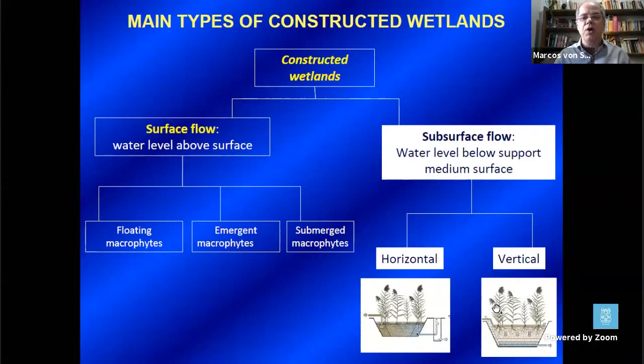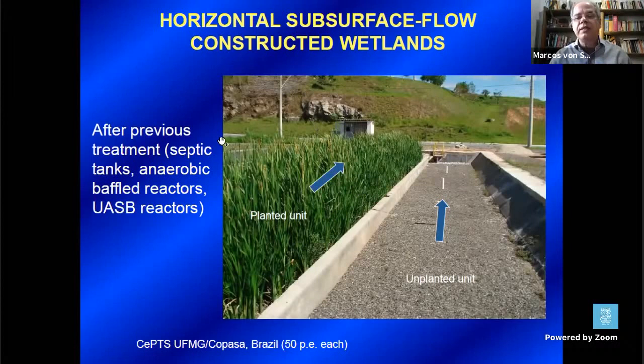Okay, this is an example of horizontal flow wetlands. This is a picture from our experimental site. So it's treating from our university and our sanitation company here. It treats real wastewater for a population of 50 inhabitants here, 50 inhabitants there.